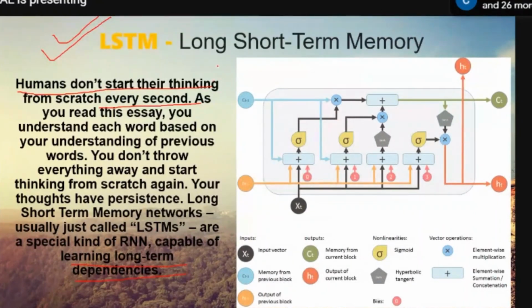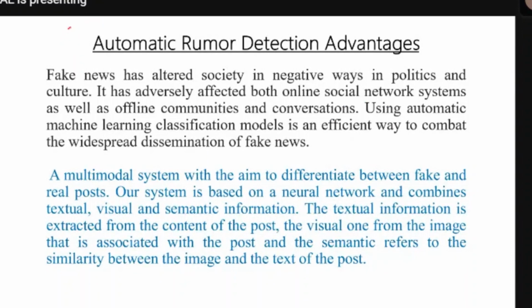In fake news, we have to find the long-term dependencies for some real news I have discussed. So you have to see the previous news also, and you have to verify the various sources. We have to go for real time. So, automatic rumor detection advantages. What are the advantages? As you say, fake news is spreading fast and it has a negative effect. Fake news has altered society in a negative way in politics and culture. It has an adverse effect on both online social network systems as well as offline communities and conversation.